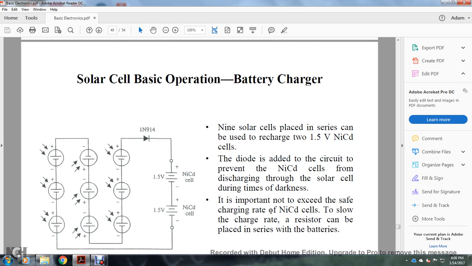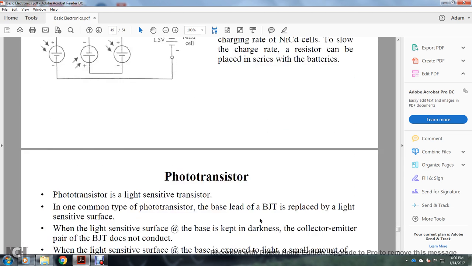Alright, solar cell basic operation: battery charge. Nine solar cells placed in series can be used to recharge 1.5 volt nickel-cadmium cells. The diode is added to the circuit to prevent the nickel-cadmium cells from discharging through the solar cell during the time of darkness. It is important not to exceed the safe charging rate of the nickel-cadmium cells. To slow the charge rate, a resistor can be placed in series with the batteries.